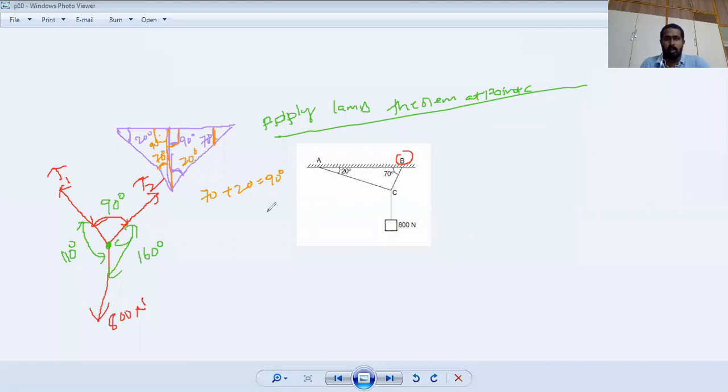Suppose I am going to take T1. T1 is directly proportional to how much? Sine of the angle between the other two forces. For T1, 160 degrees is exactly opposite. So the remaining two forces are T2 and 800, and the angle between T2 and 800 is 160 degrees. T1 is proportional to sine 160 degrees.